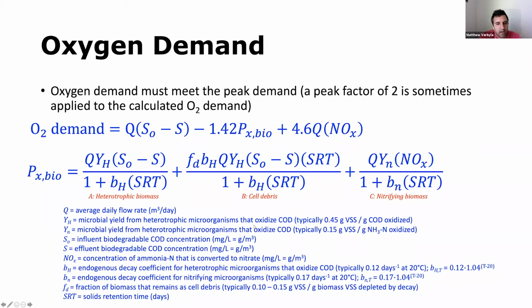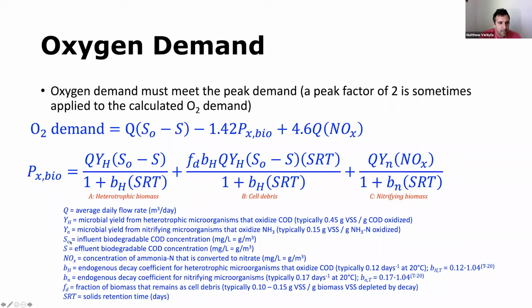Or sorry, this is an error. We've got Y sub N, which is the microbial yield from nitrifying microorganisms that are oxidizing ammonia nitrogen. And we didn't show the calculations for this in the previous slide, but it would be done the same way as when we calculated the 0.45 grams of ESS per gram COD, only with the nitrification stoichiometry. So this is typically assumed to be 0.15 grams of ESS per gram of ammonia nitrogen oxidized.